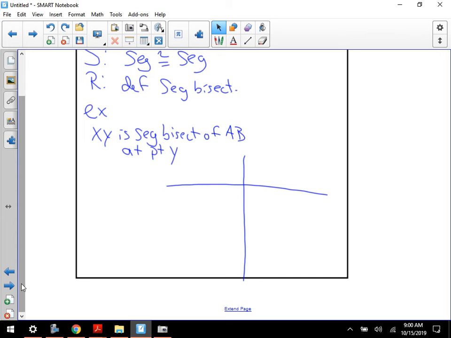So, now according to our diagram that we just filled in, AY is congruent to YB. And what do you think my reason is? Because of the definition of a segment bisector.